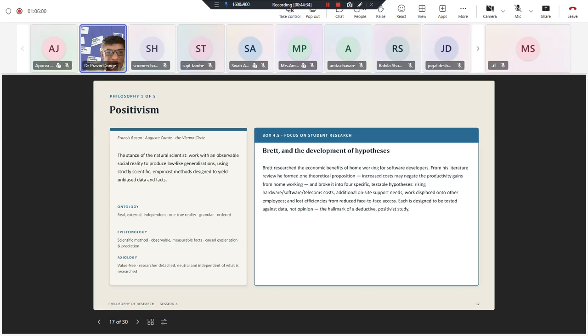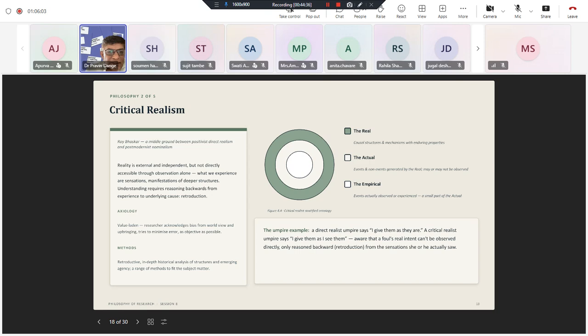Next slide is about critical realism. So here reality is external and independent, but not directly accessible through observation alone. So the critical realists believe that we experience the sensation, we don't experience the reality. So there could be a difference between what is the reality and what is the sensation. So our job is to understand the reality. A critical realist would have a different stance compared to a positivist. A positivist or realist would say that whatever I observe is the reality.